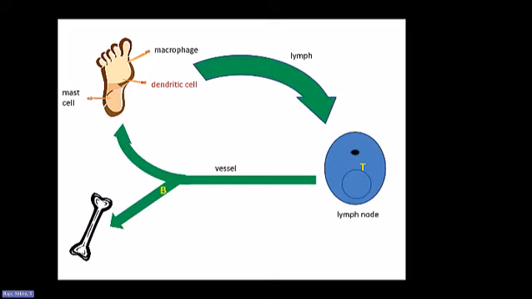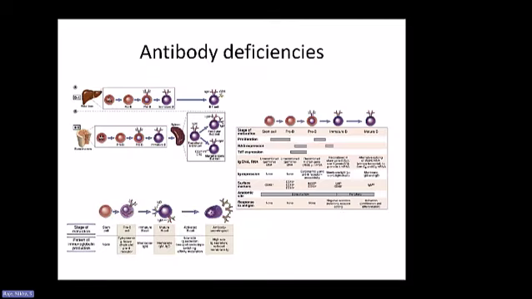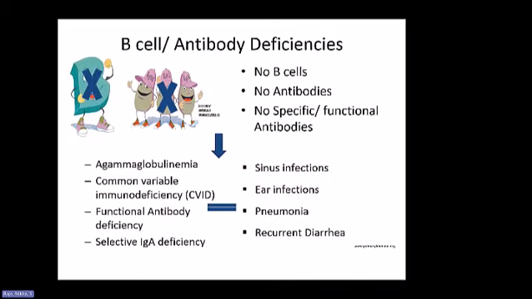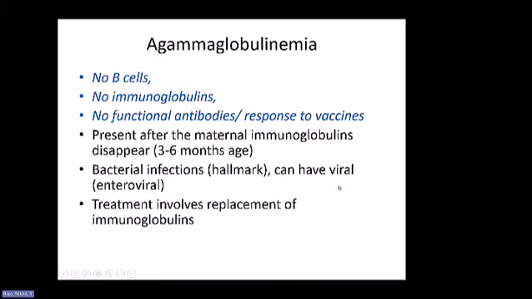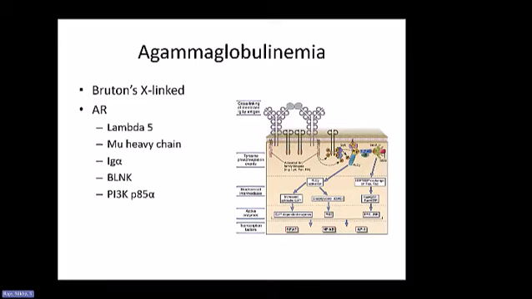All right, so we talked about these B cells that go to the bone marrow and make these antibodies. And we talked about these various stages of B cell: pro-B cell, pre-B cell, immature, and then mature B cells. So the defect can cause sinopulmonary infections, ear infections, pneumonia, GI infections. And we think about these agammaglobulinemia patients as not having B cells, immunoglobulins, or vaccine responses. You give them infusions. Their infections start after 3 to 6 months of age when maternal immunoglobulin disappears.